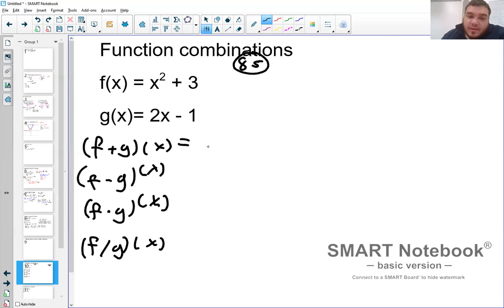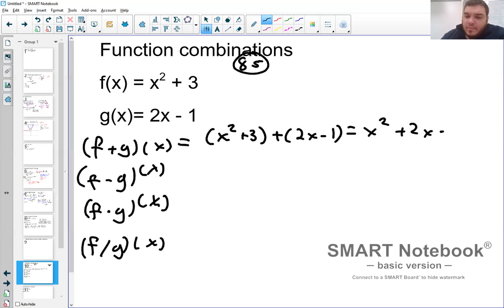So first off, when you do f plus g, you're just combining like terms. So x squared plus 3 plus 2x minus 1. That final result will be x squared plus 2x plus 2. No, plus 2, my bad. So you just add them if you have an adding.